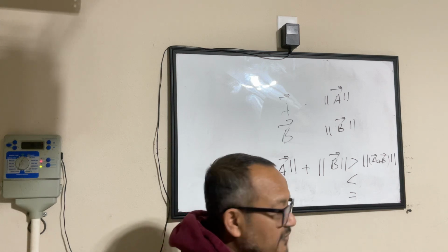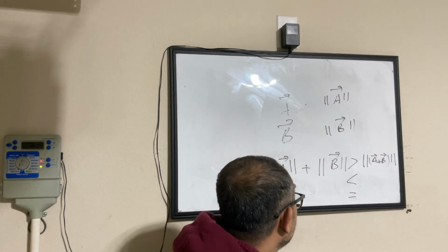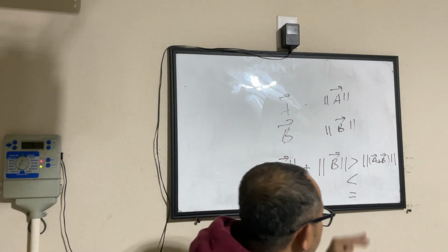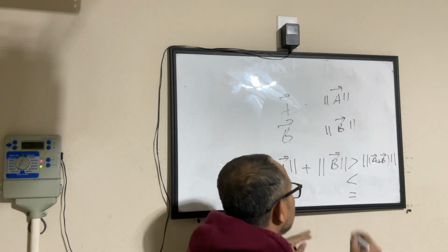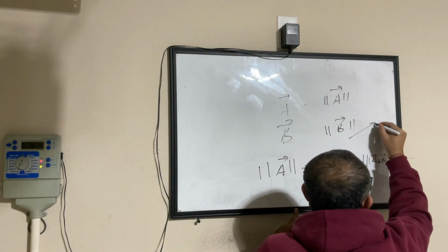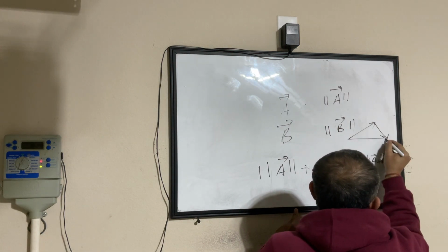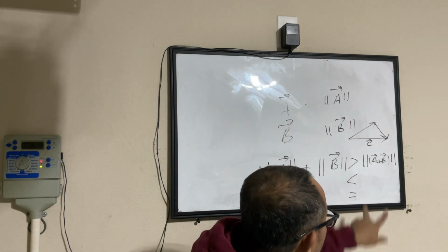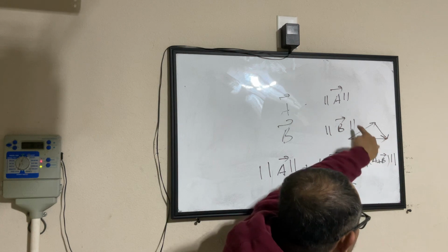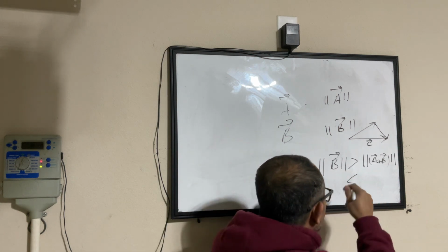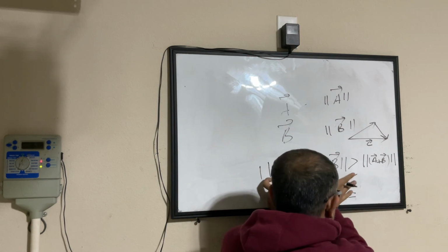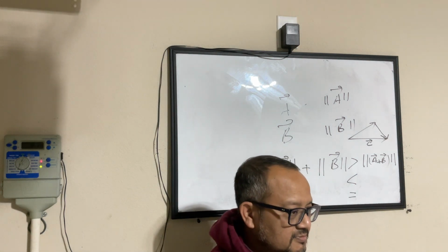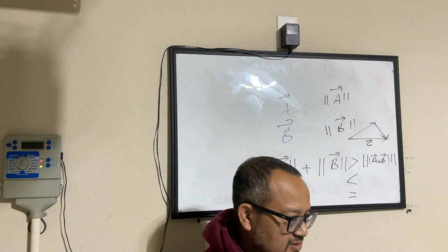Let me simplify this for you guys. Let's say the magnitude of vector A is 4 and the magnitude of vector B is 3. If this was A and this was B, and I added them, I got a vector C. So I'm trying to find out, will the magnitude of vector C, which is the sum of A plus B, be greater than the sum of these two, or less than these two, or equal to these two? Thoughts?